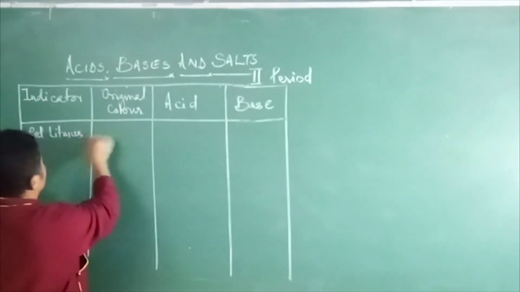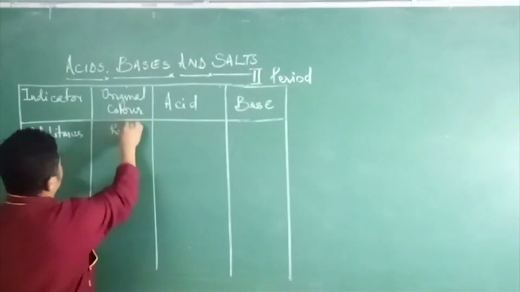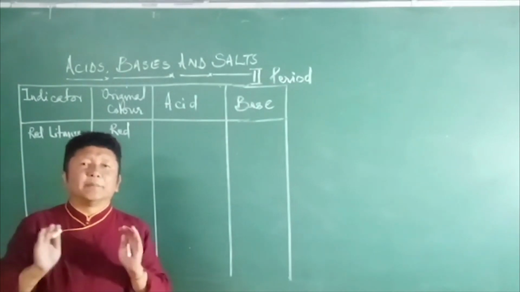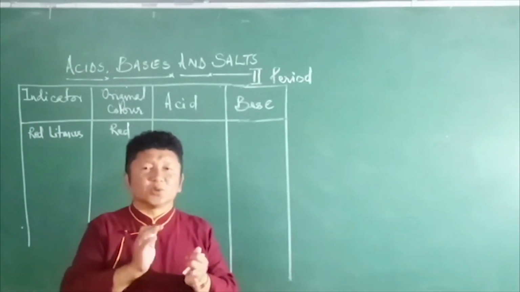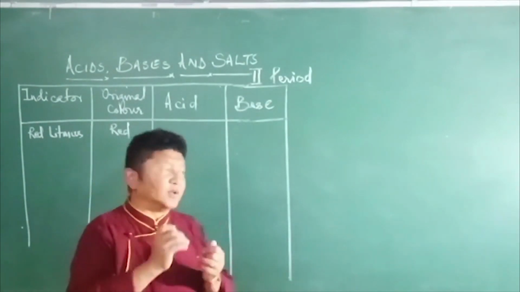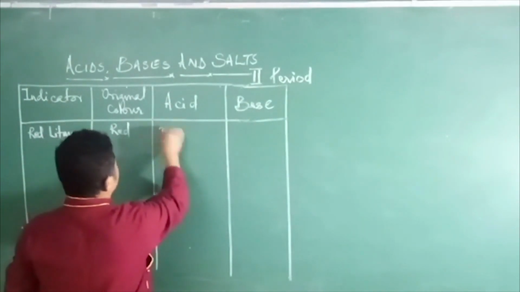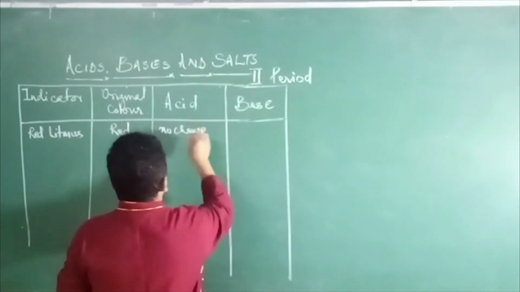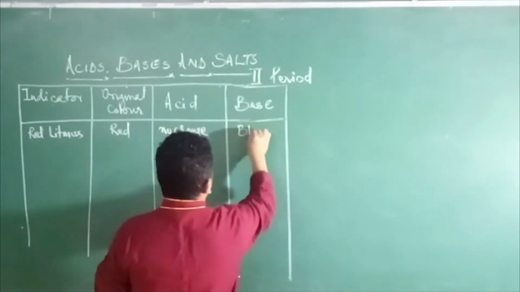Red litmus. Generally, the color of litmus is purple, but we prepare it as a red litmus and blue litmus. Red litmus in acid: no change in color. Red litmus in base changes to blue.